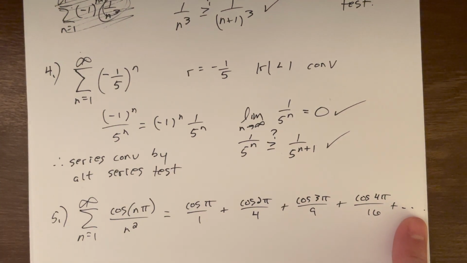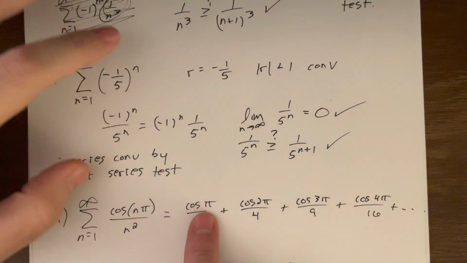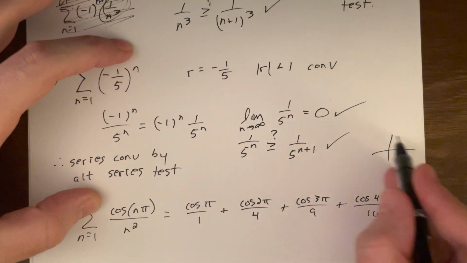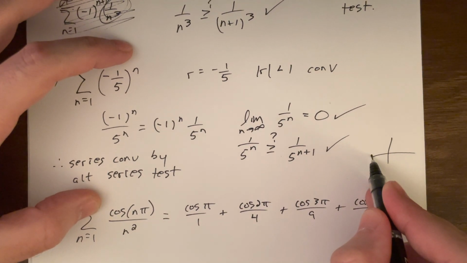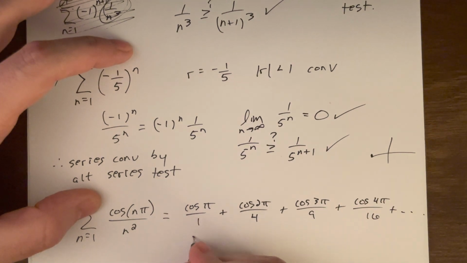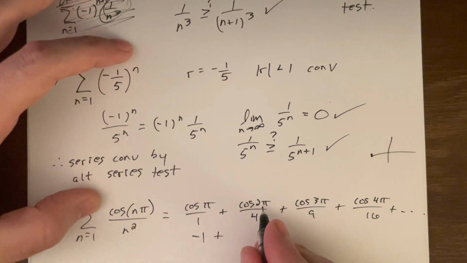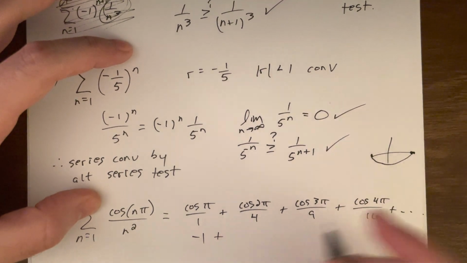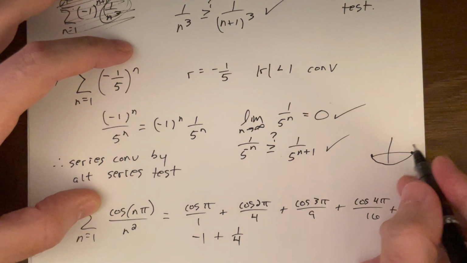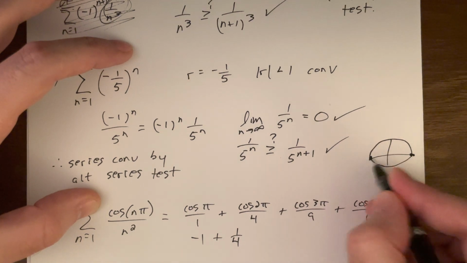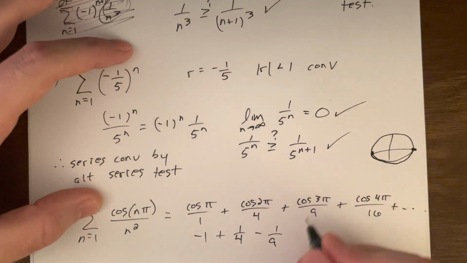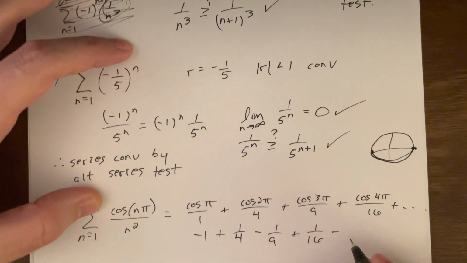It doesn't feel like much is happening, but when you work a little more, cosine of pi. Thinking about your unit circle, we're over here. The x-coordinate here is -1, so I get -1 over 1. Plus cosine of 2 pi, I'm back to here, and the x-coordinate is +1, so I get +1 over 4. Cosine of 3 pi, I'm back to here, I get -1 over 9. Cosine of 4 pi, I'm back to here.